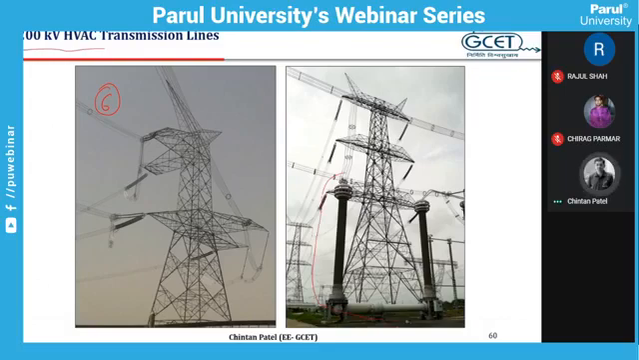These are the poles of an SF6 circuit breaker in the substation. So you can see the structure size of each and every component.